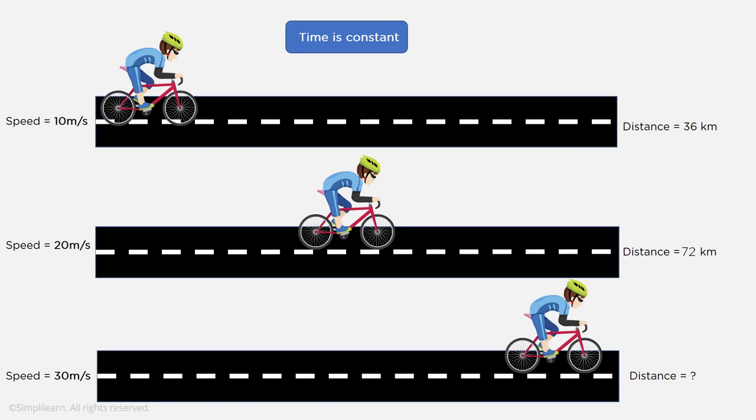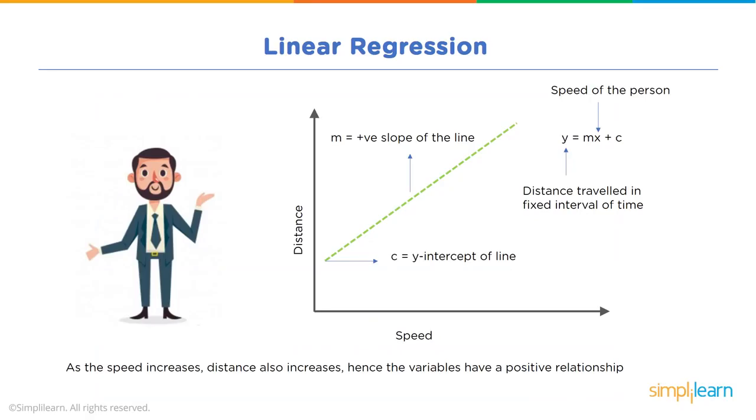But we want to do this for more complicated data, so it's kind of nice to compare the two. Let's take a look at what that looks like in a graph. In a linear regression model, we have our distance against speed, and m equals the slope of the line. And we'll notice that the line has a positive slope. As the speed increases, distance also increases, hence the variables have a positive relationship.